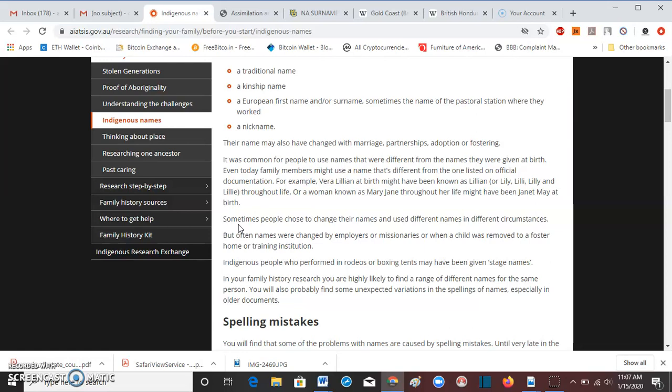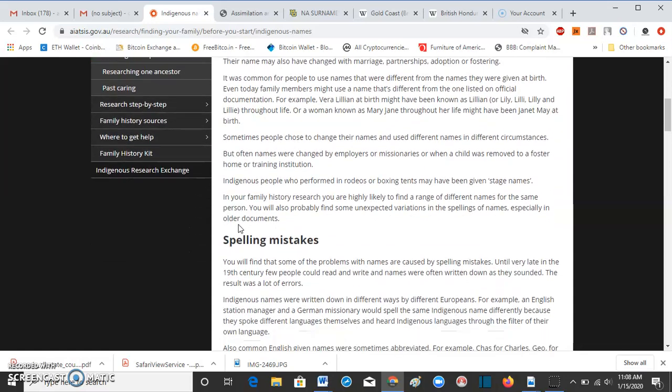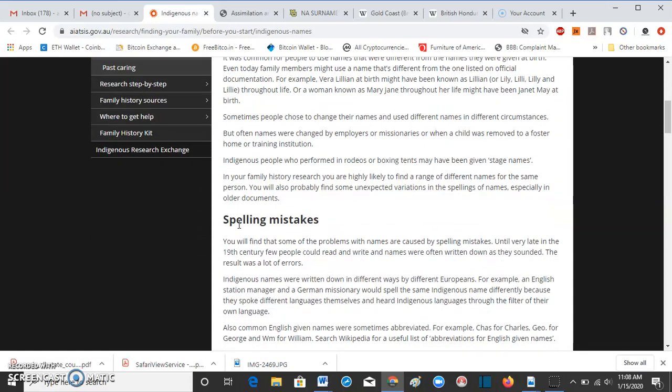Pay attention, people. It was common for people to use names that were different from the names they were given at birth. Even today, family members might use a name that's different from one listed on official documentation. For example, Vera Lillian at birth might have been known as Lillian, or Lily with different spellings. Or a woman known as Mary Jane throughout her life might have been Janet May at birth. Like my great grandmom, on her birth certificate, that wasn't the name she used throughout her life.